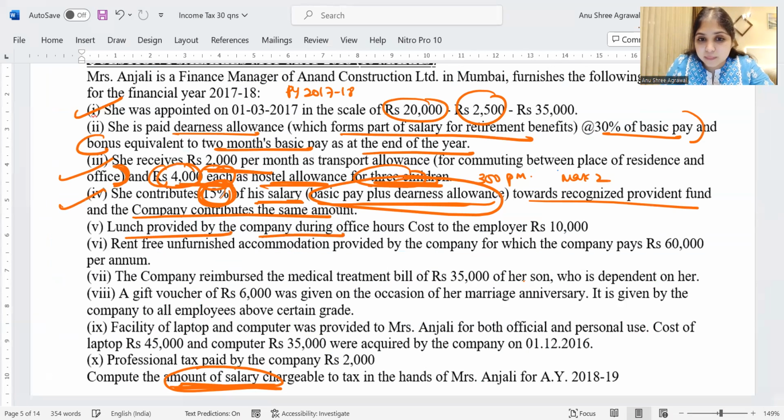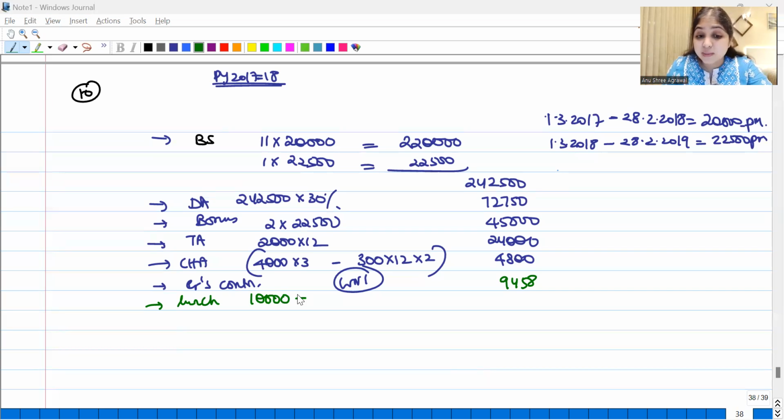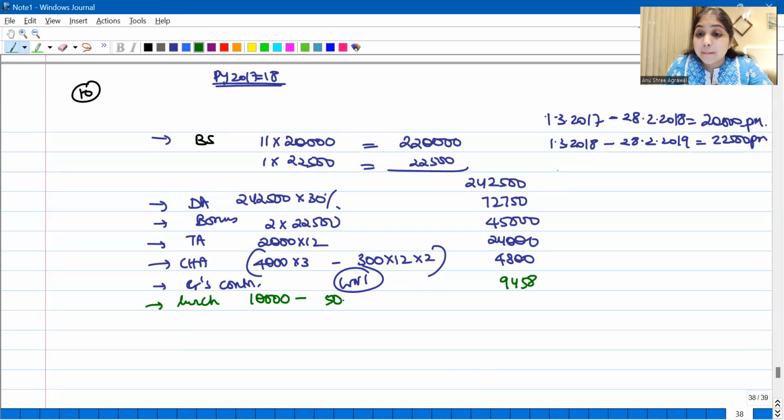Now look at the next adjustment after this. Lunch provided by the company during office hours, cost to the employer is 10,000, guys. We have lunch perquisite. The value received is 10,000. Tell me, how much exemption will you give from this? 50 rupees per meal per day. So 50 rupees into 365 days, let us say, 50 into 365 is going to be 18,250.